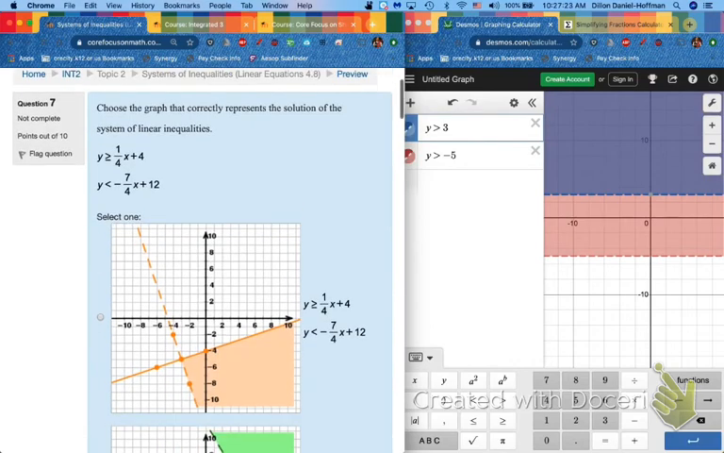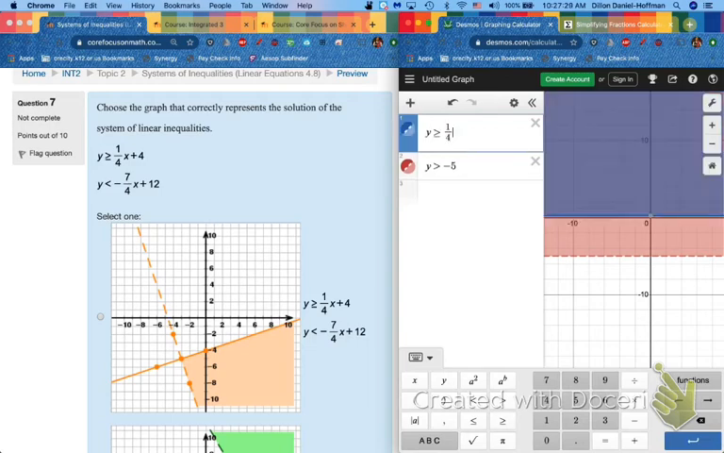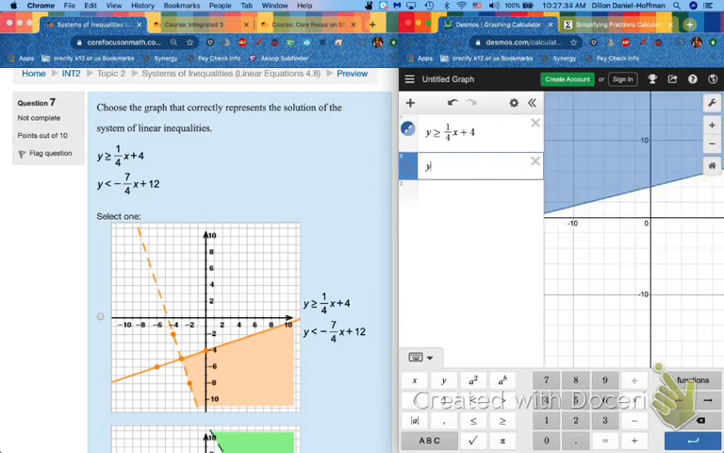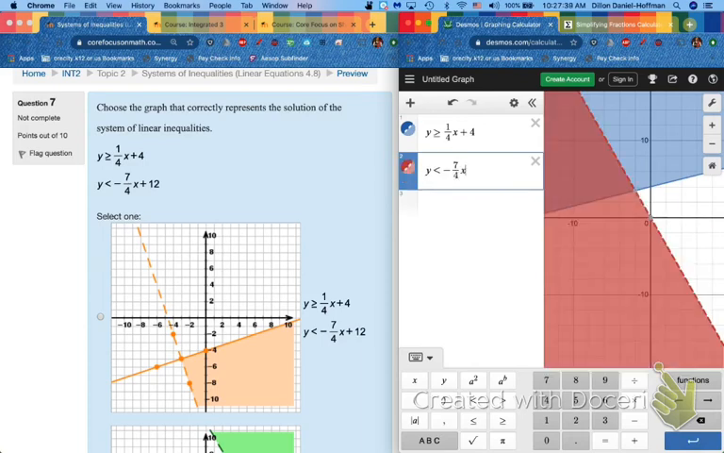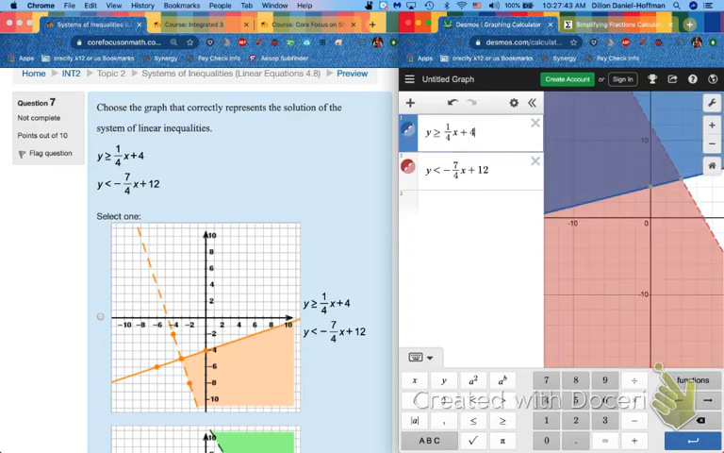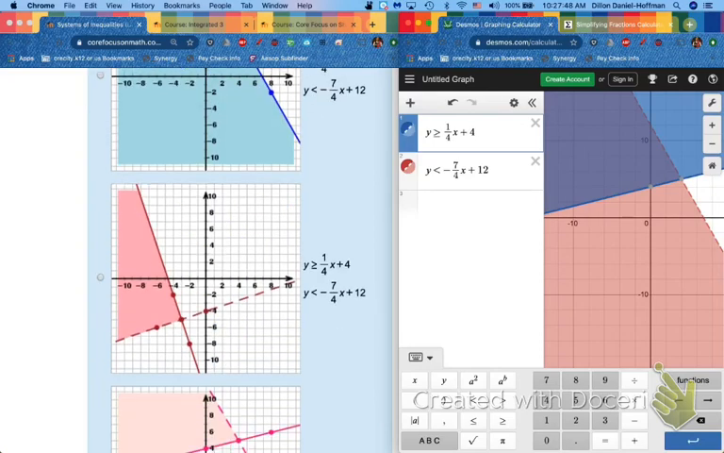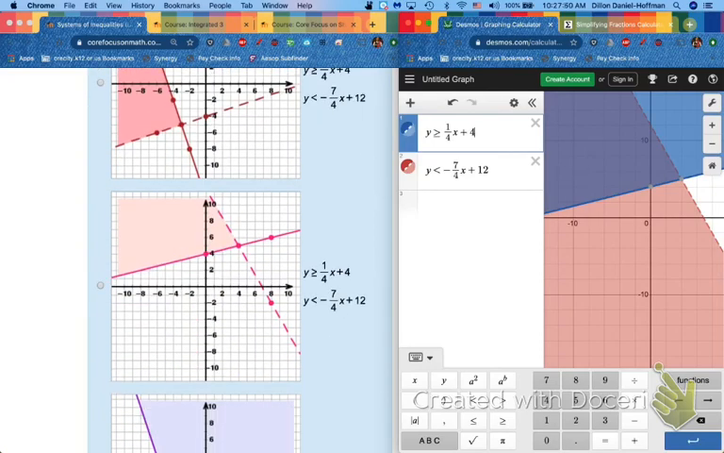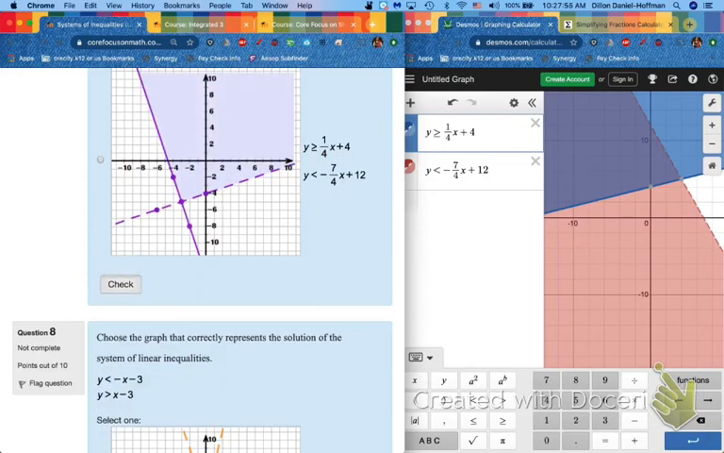All right, 7 and 8. We got greater than or equal to 1/4 x plus 4. And we have less than -7/4 x plus 12. Focusing on the blue for the purple. Looks like we're going to be on the left side. Up and to the left. This one. Pink. Okay. And just one more.